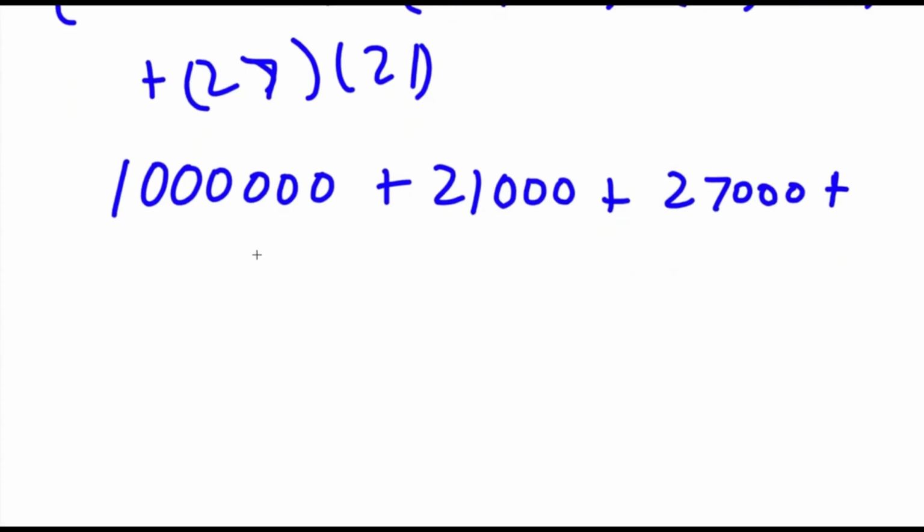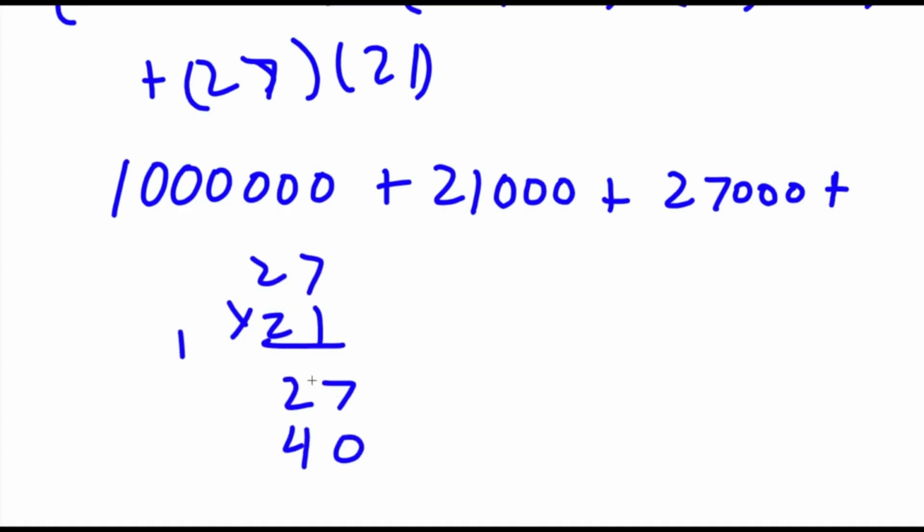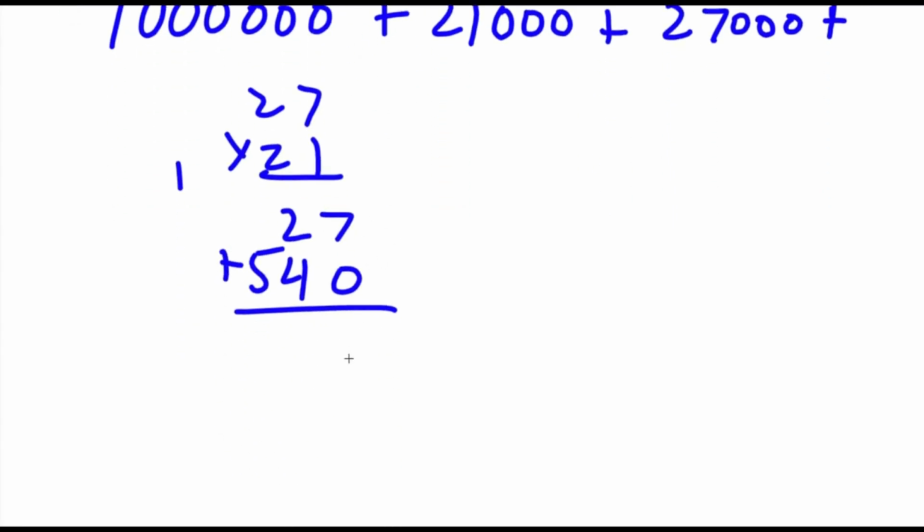We can go ahead and do that here. 27 times 21. 7 times 1 is 7. 1 times 2 is 2. Add our 0. 2 times 7 is 14. We're going to carry the 1. 2 times 2 is 4. 4 plus 1 is 5. So I have 27 plus 540. 7 plus 0 is 7. 2 plus 4 is 6. And we have our 5. So I have 567.